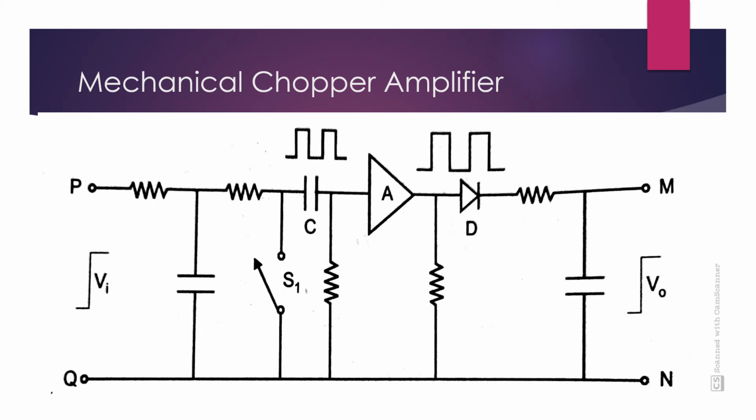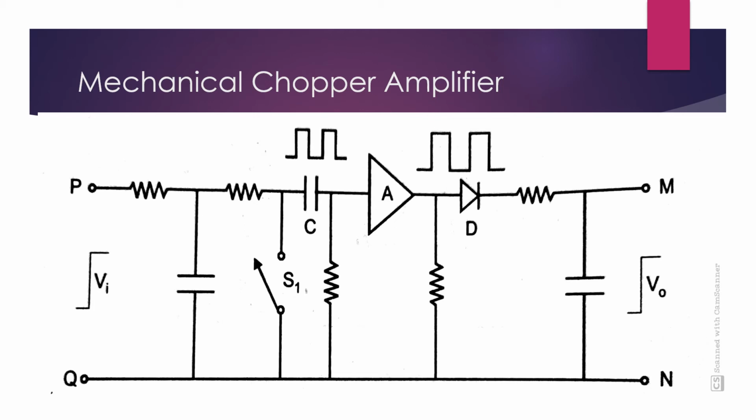What is a mechanical chopper amplifier? This is a chopper amplifier which has no drift. Now, let us see the diagram for the circuit of the mechanical chopper amplifier. The chopper S1 is an electromagnetically operated switch or relay. This one is going to play a major role in this circuit.